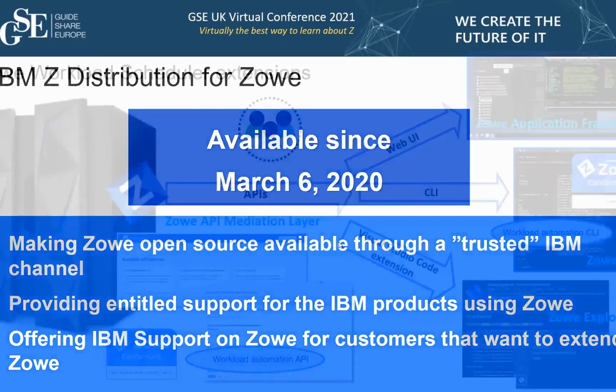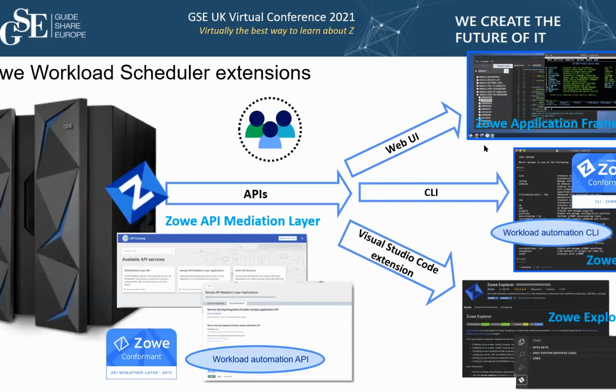Now, let's move to what are the workload scheduler extensions on Zowe. I said every product can extend every component with the IBM Z Workload Scheduler. We focused on extending the Zowe API mediation layer. And so we have a set of REST API that were available already before, but now are even available as part of the Zowe API mediation layer. And for this extension, we got the Zowe conformance certification.